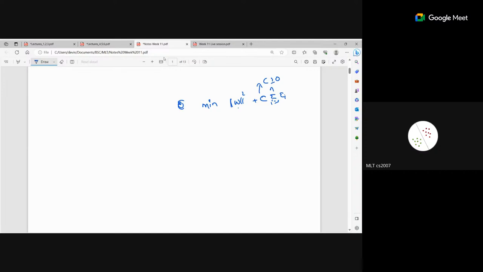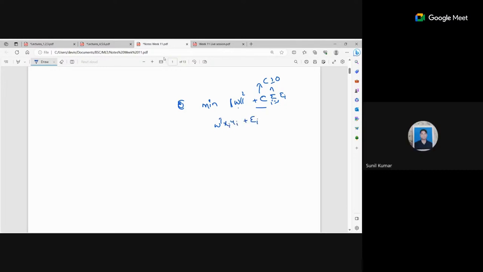Generally, it should not be equal to zero. If the C value is infinity, then the only option we have is that we cannot let the bribe take place. Even if we let some small value of bribe take place, this overall value is going to go to infinity. So when C is infinity, there is no other option than for the bribe to equal zero. When no points are paying bribe, that's nothing but hard margin support vector machine. So what are the constraints here? Just like previously, you have this constraint W transpose Xi Yi.